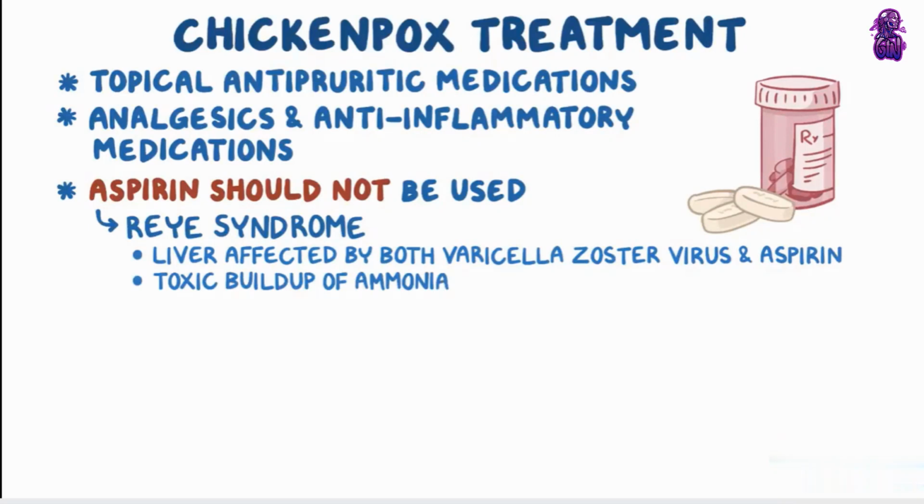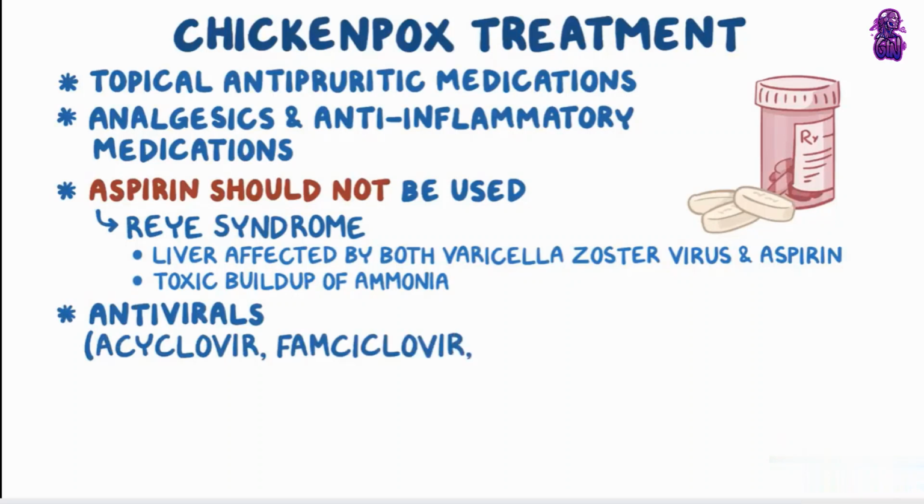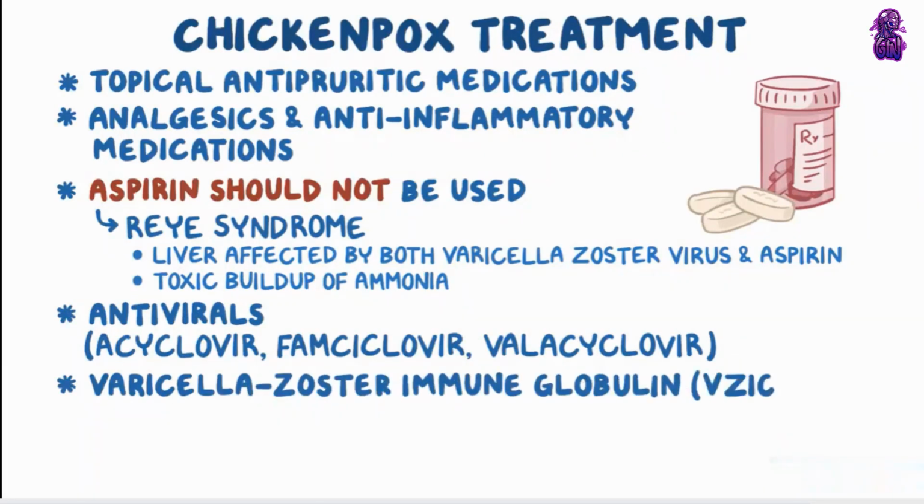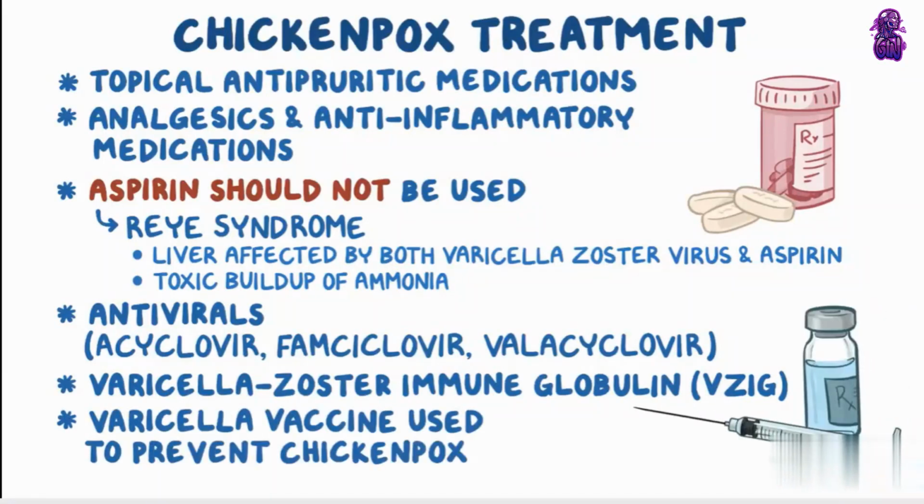In immunocompromised individuals, antivirals like acyclovir, famciclovir, and valacyclovir can be used. In some situations, varicella zoster immunoglobulin, or VZIG, which are anti-varicella antibodies, can be given to treat immunocompromised or pregnant individuals. Finally, varicella vaccine can be used to prevent chickenpox by helping the body mount protective immunity against a weakened form of the virus. Similarly, zoster vaccine can be used to reduce zoster, which is more common in adults.